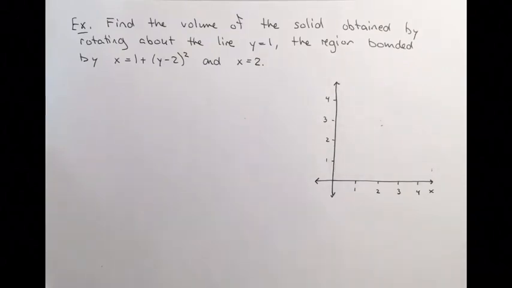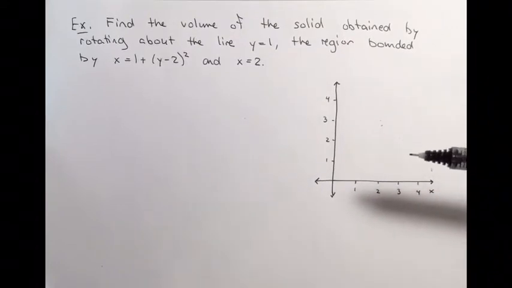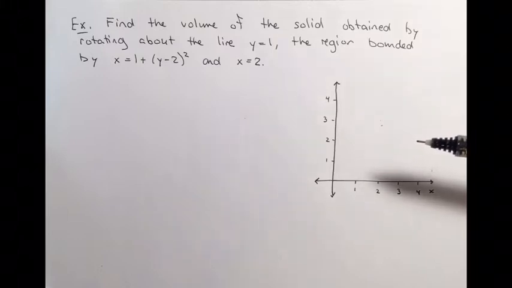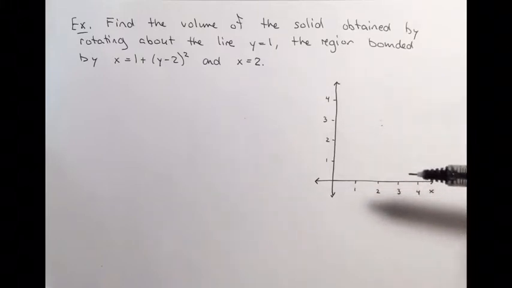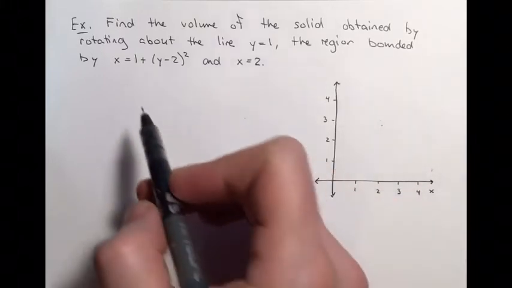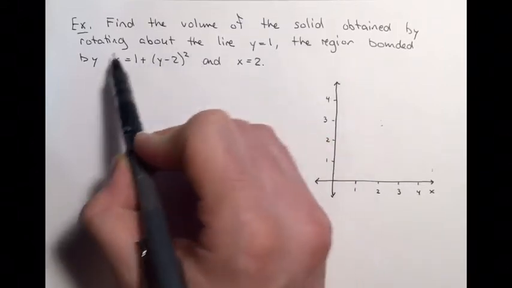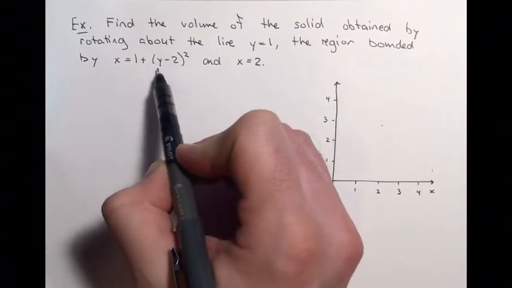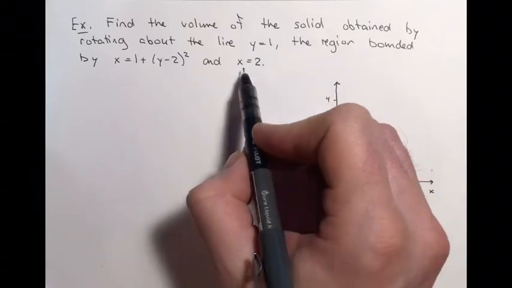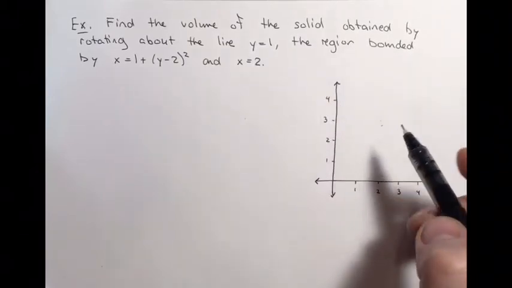All right, so one more example here, volumes of revolution. This time again with cylindrical shells, except that we will be dealing now with horizontal slices so that we do an integral with respect to y. So we're looking at the region bounded by this parabola, x equals 1 plus (y minus 2) all squared, and then it's bounded with x equal to 2.